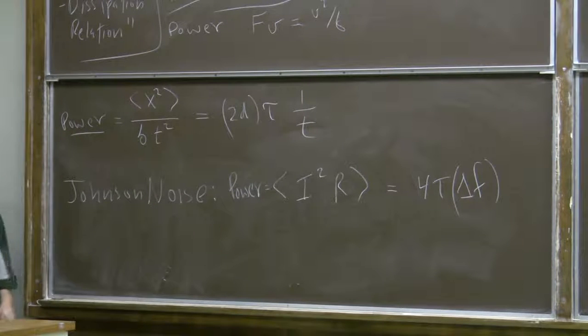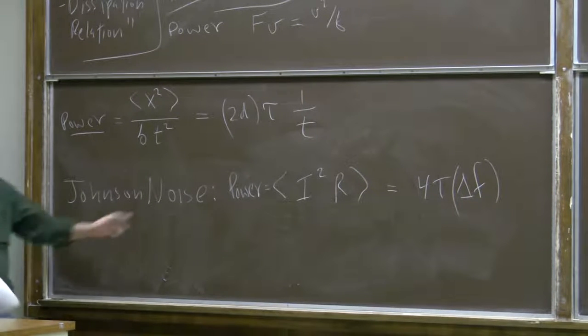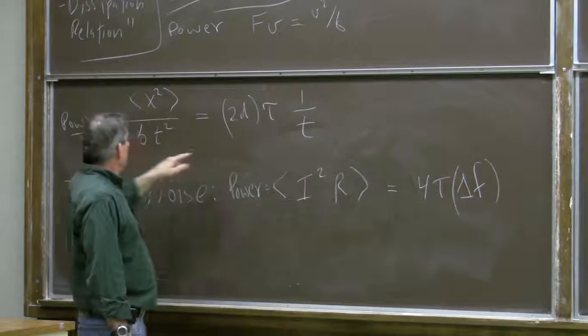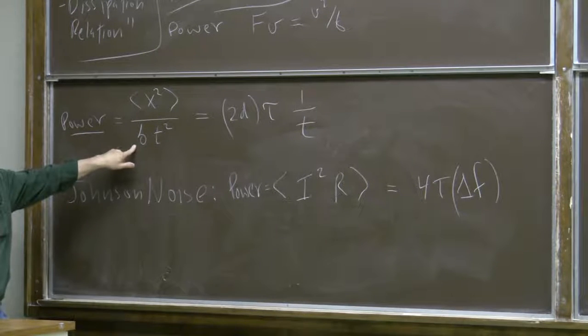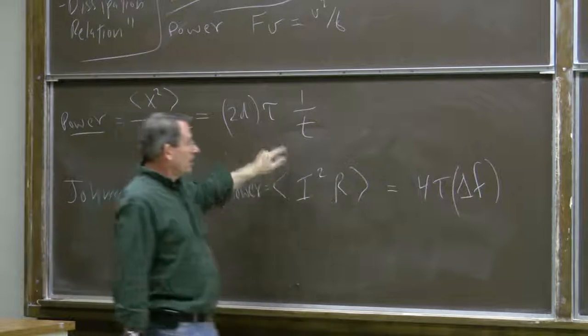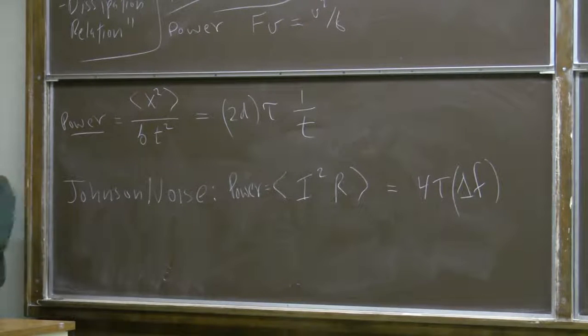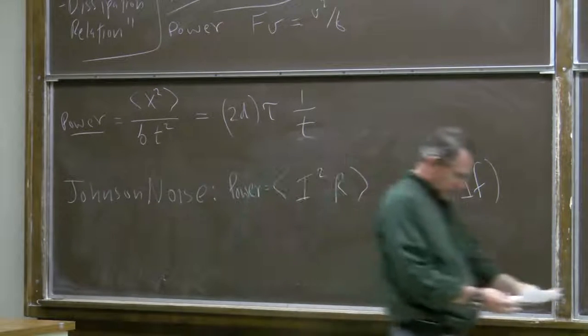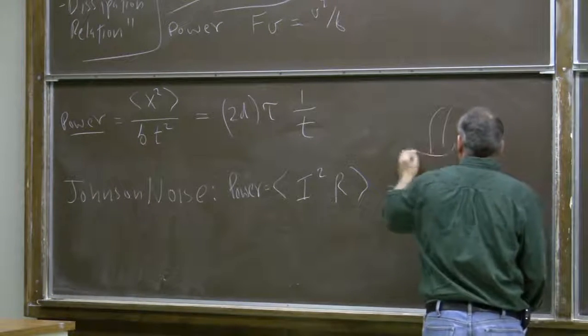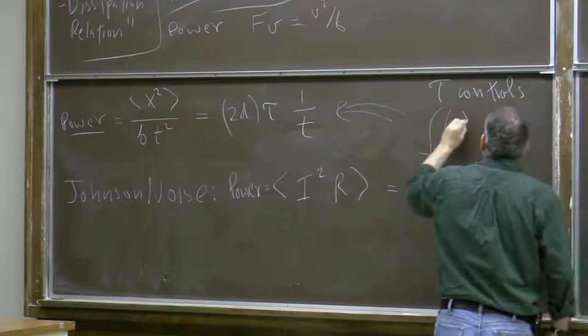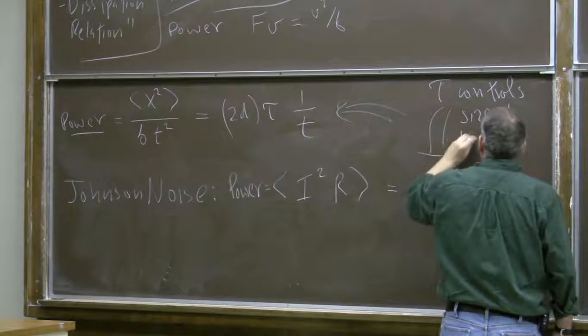So in both cases, the temperature controls the scale of the fluctuations. There's something that measures dissipation. Here it's R, the resistance in the circuit. Here it's 1 over b. 1 over b is a measure of the dissipation for the particle moving through the fluid. And the size of the fluctuations scales with the temperature. Okay? Higher temperature, larger fluctuations. That's a fluctuation-dissipation relation. So temperature controls the size of the fluctuation.